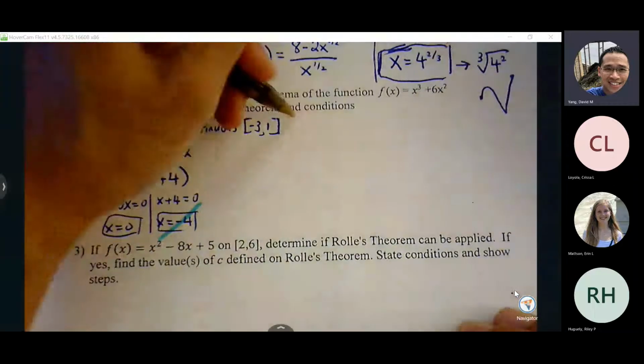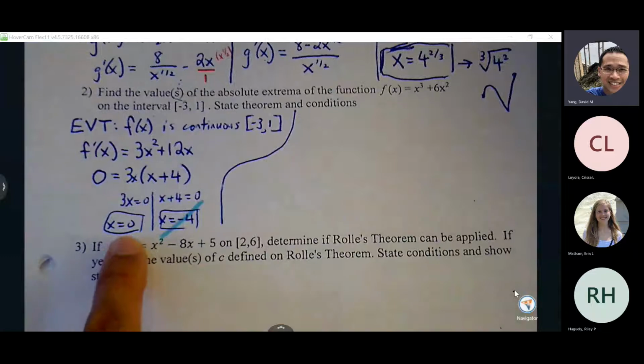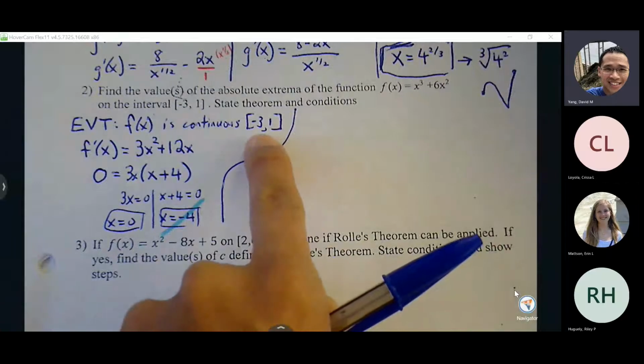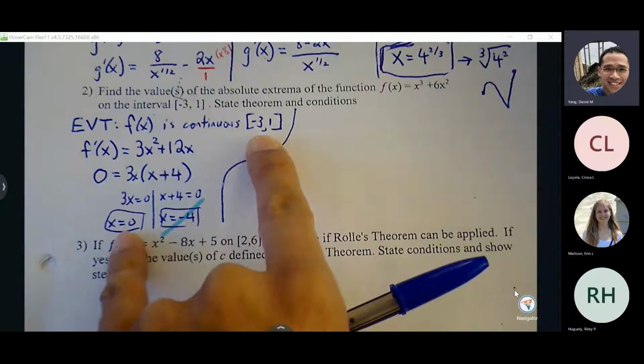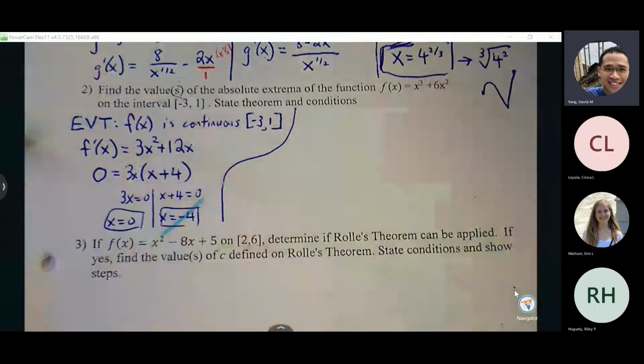Okay. So we have to make sure we test 0 as well as the endpoints. Sometimes students just rely on their critical value, which is a candidate for sure, but we don't want to forget about the fact that we're always having to involve endpoints as well. So here we have 3 values we need to test, and they all go back into the original function to find the max and min.